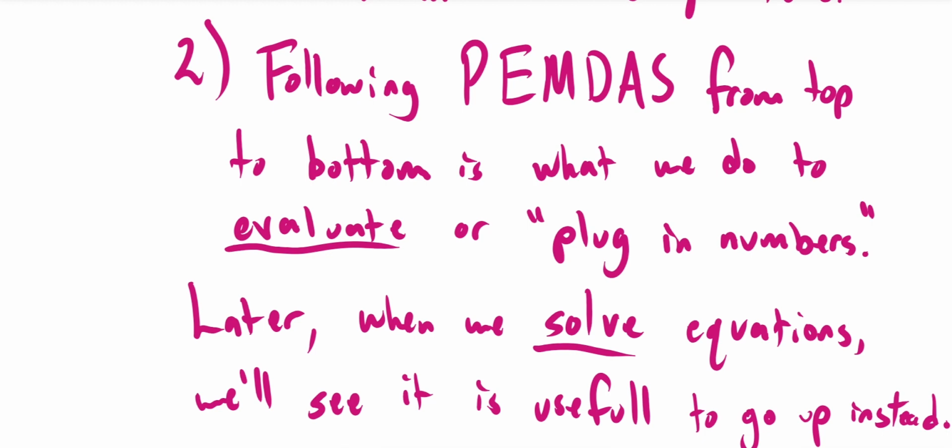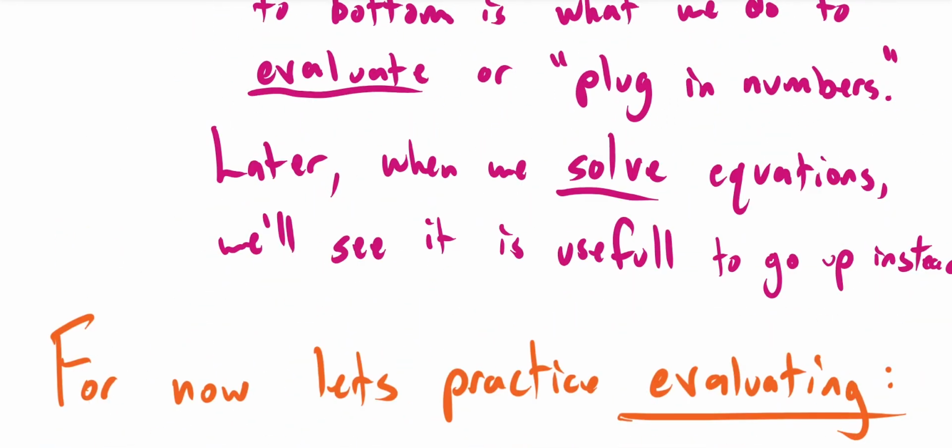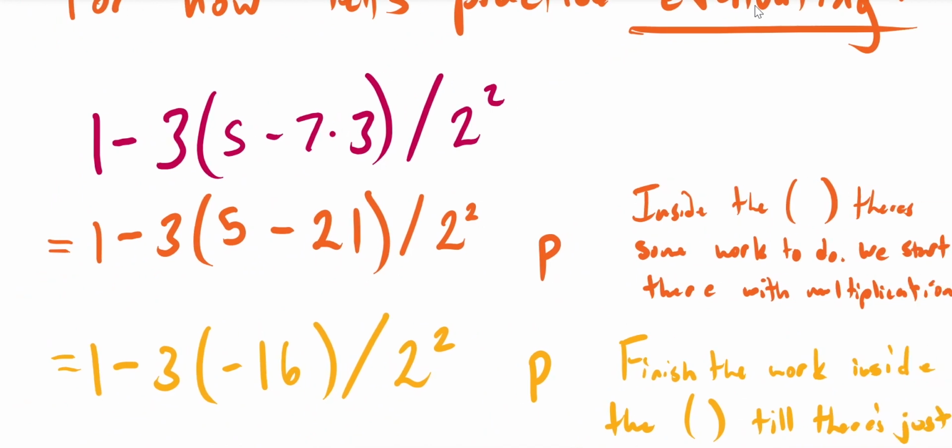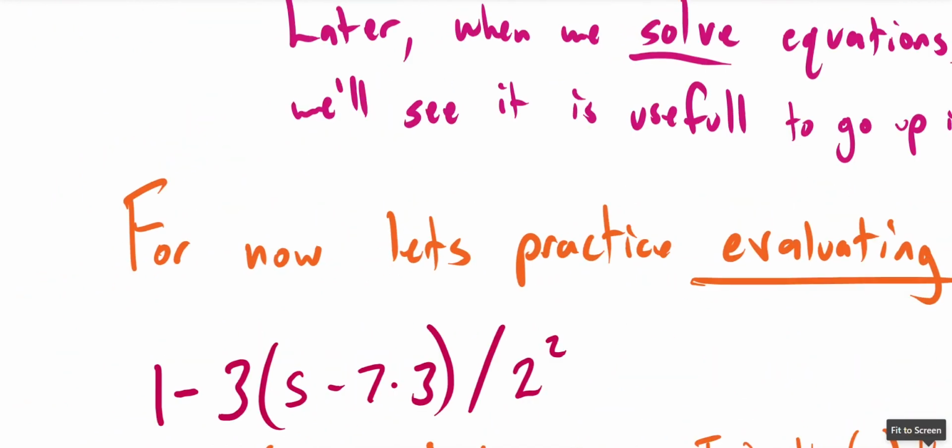It gets double use that way if you can remember that evaluation goes from the P to the S, and solving, we should start low. We should start with the low operators with addition and subtraction and move up from there. But for now, let's just practice evaluating. Let's just practice plugging in numbers and using the rules of PEMDAS to figure out what the final number should be. So let's start with an expression like this.